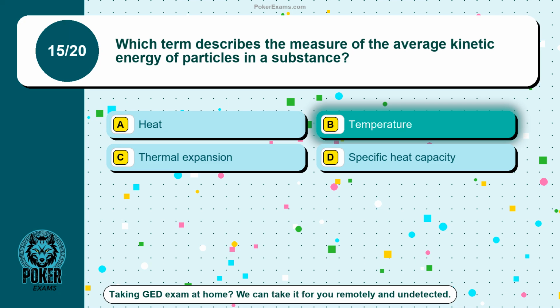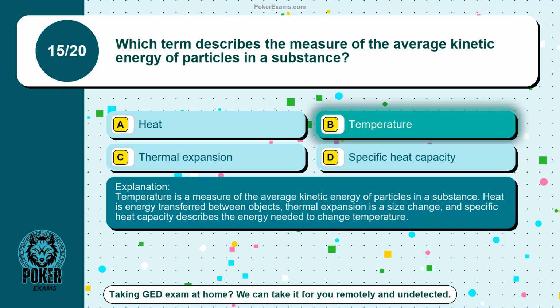The correct answer is option B. Temperature. Temperature is a measure of the average kinetic energy of particles in a substance. Heat is energy transferred between objects, thermal expansion is a size change, and specific heat capacity describes the energy needed to change temperature.